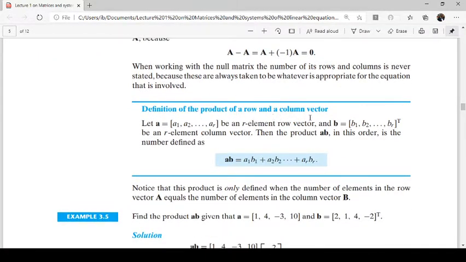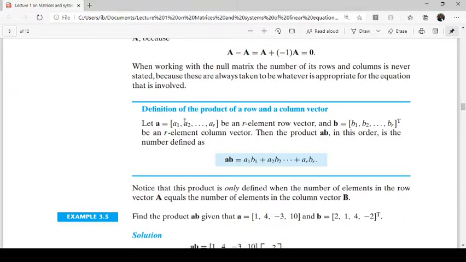Definition of product of row and column. If I have a matrix A, this is an n-element row vector, and then I have matrix B. This is an n-element column vector. The way we write it here, you may think that B is a row, but because of this T here, the transpose, you can say it is an n-element column vector.